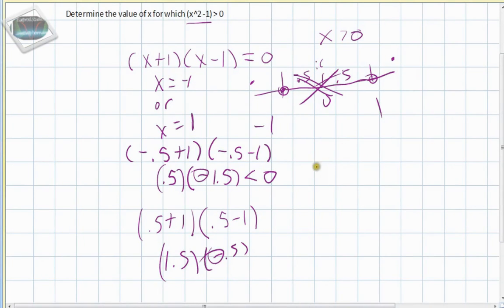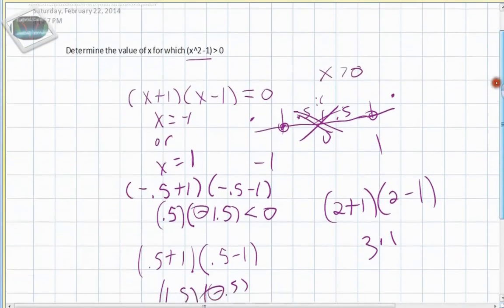Okay, so let's try 1.5. Actually, let's try the number 2. Okay, so that's above 1, right? So 2 plus 1 times 2 minus 1. What happens? We get 3 times 1, and that's a positive number. Okay, and the same thing will happen if you do it for the negative, but I don't want to make this video run too long.